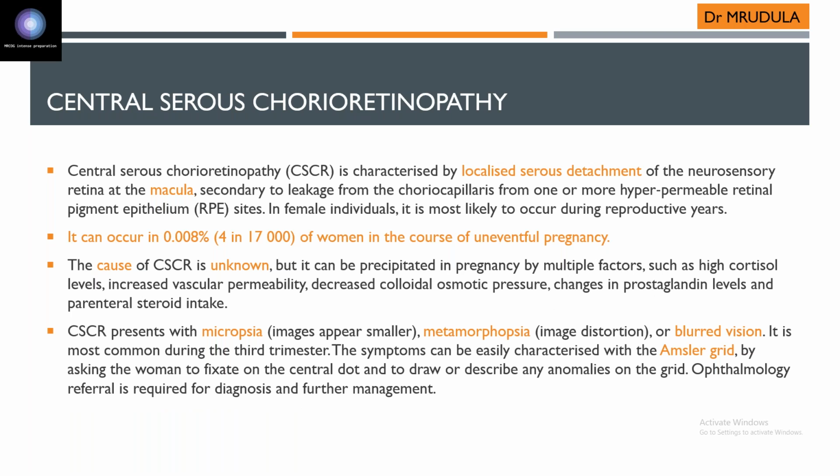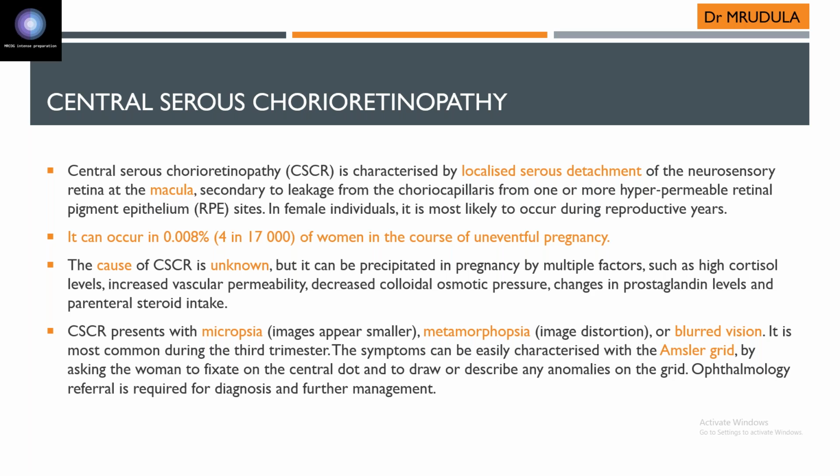Now, another form of retinopathy which can occur in pregnancy is central serous retinopathy. What do we mean by it? It is a localized serous detachment of the neurosensory retina at the macula. It is a macular retinopathy because of leakage from the choriocapillaris through one or more hyperpermeable retinal pigment epithelium sites. It usually occurs in childbearing or reproductive age. Incidence is 4 in 17,000 in uneventful pregnancy, or 0.008%.